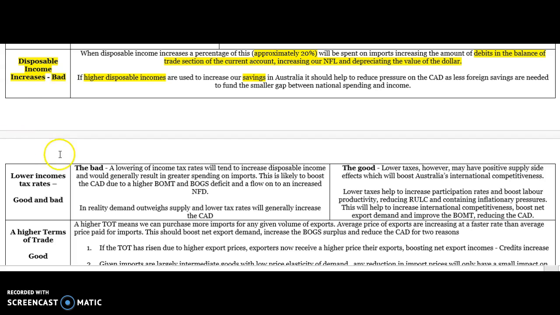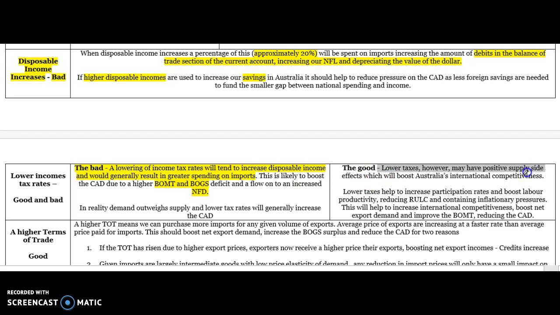Lower income tax rates, both good and bad. The bad is that lower income taxes means we've got more disposable income, so we can spend more on imports. Same links, will increase the debits in the balance of merchandise trade and can increase net foreign liabilities. That's the main impact. So the main impact is that people will have more money to spend on imports, and therefore more debits. It does have one benefit though.